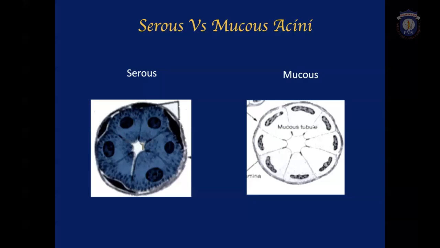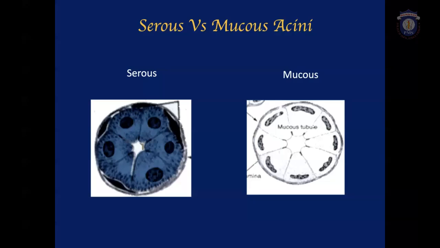Now we will move on to the mucus acini. The mucus acini is more elliptical in shape, or more oval. It is not exactly round, it's slightly towards oval, or elliptical in shape. It is larger in size when you compare to the serous acini, which is relatively smaller. And it contains a larger or bigger lumen when you compare it to serous.